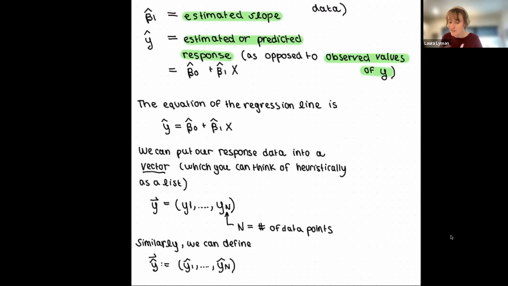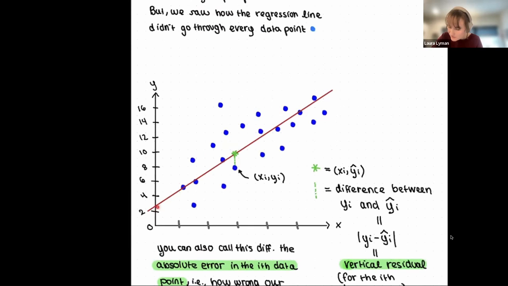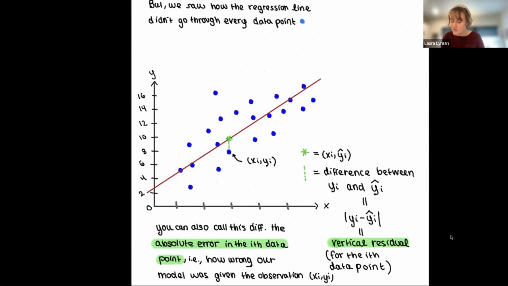So returning to the picture, we're making one list of all of the y values of our data points, and we're making another list of all of the y values that were predicted by the regression line. And we're putting those into lists or into vectors so that we can collectively compare them and understand the difference between them, or the error.